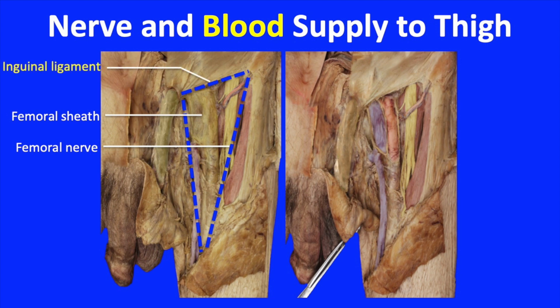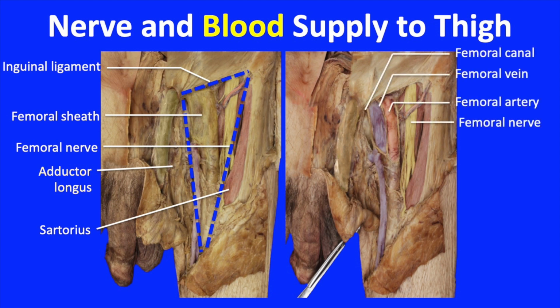The superior boundary of the femoral triangle is the inguinal ligament. The lateral border is the sartorius muscle, and its medial border is the adductor longus muscle, partially masked by fascia in the image. Now look at the contents of the 3 compartments of the femoral sheath. Its lateral compartment contains the femoral artery. The middle compartment contains the femoral vein, and the medial compartment is empty. It is called the femoral canal.